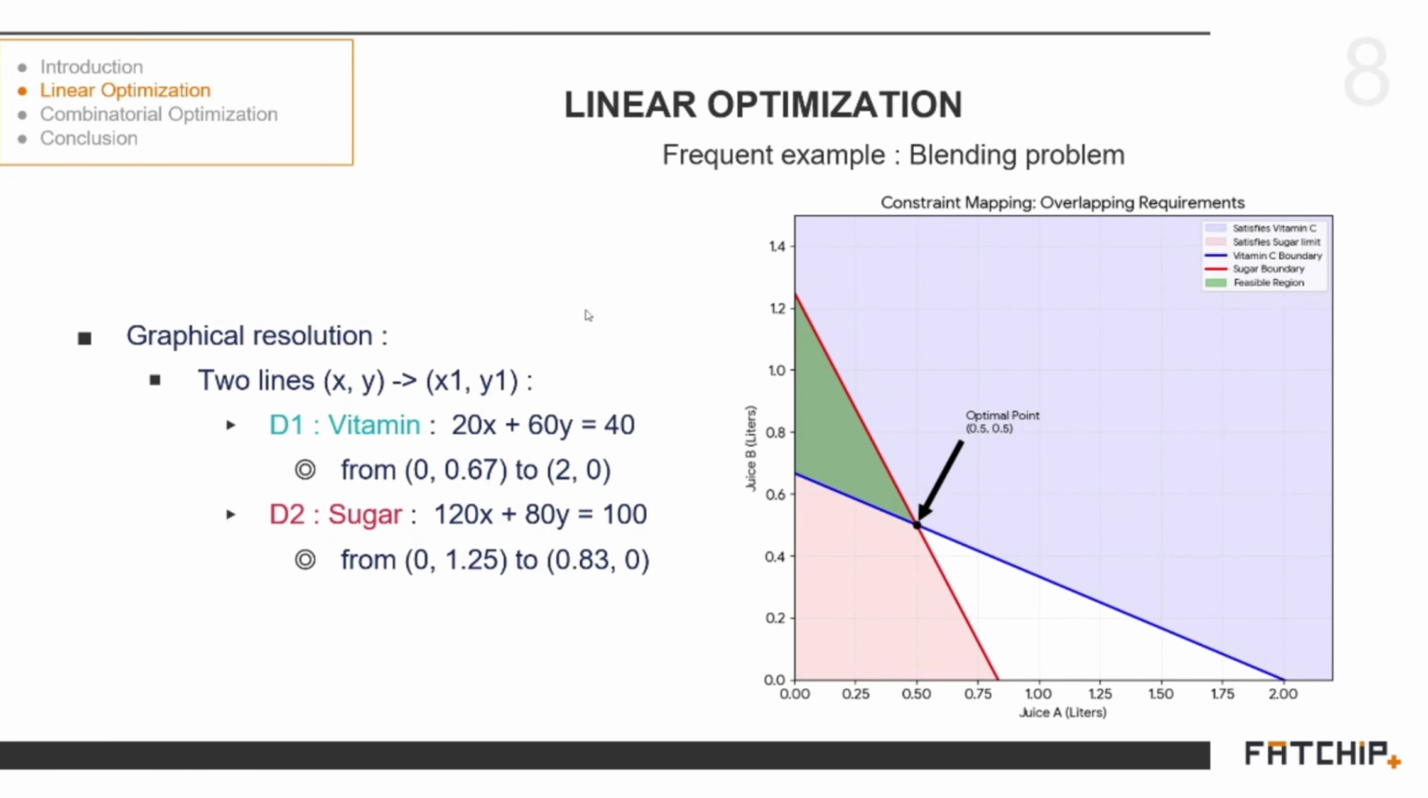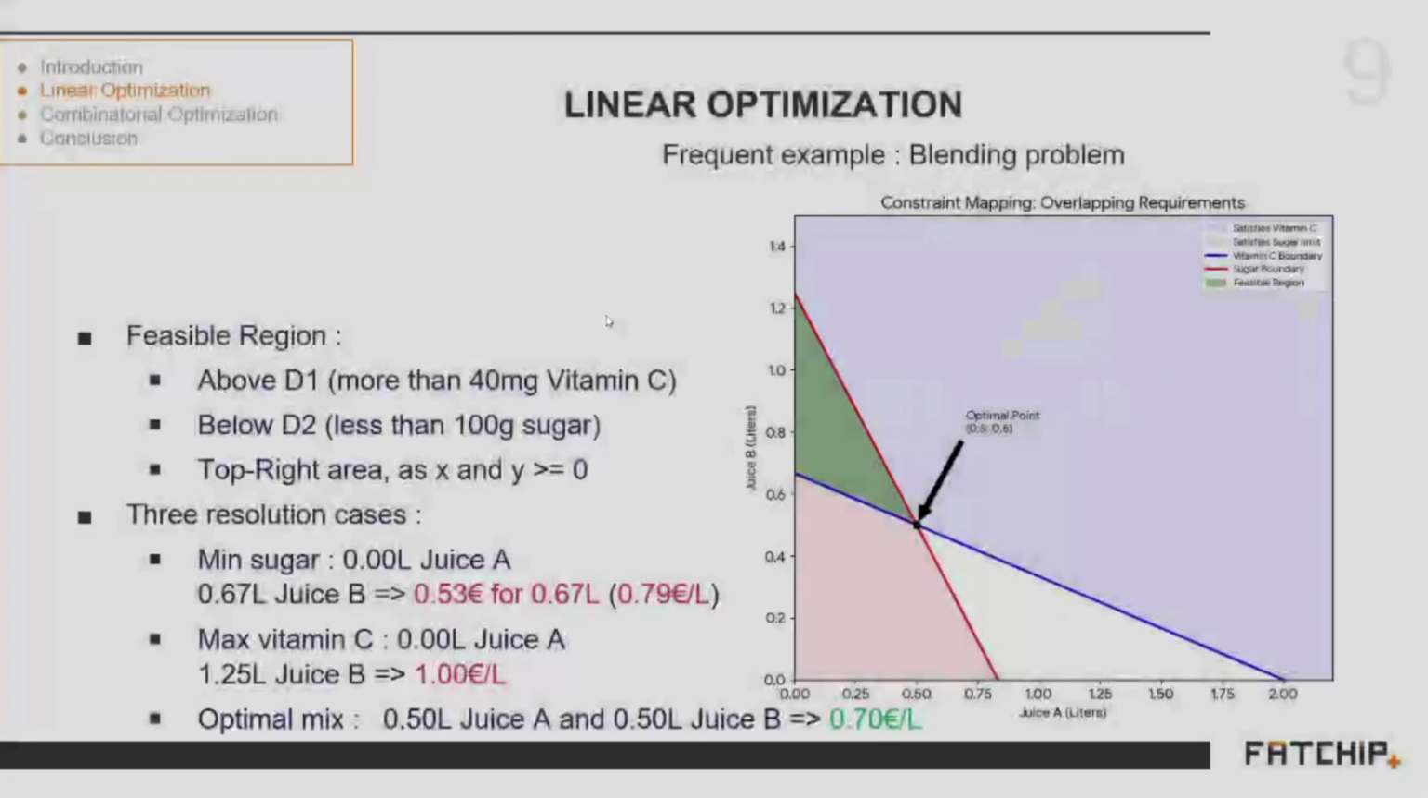So here we see that anything above the blue line, all the blue area, is respecting the vitamin constraint. Anything below the red line is respecting the sugar constraint. Everything respects the positive values because we are working in the positive spectrum of the graph. So the 0, 0 is at the bottom left. So all the values here are positive. And obviously the green area is where the constraint overlap, and that's the area where our valid solutions are located.